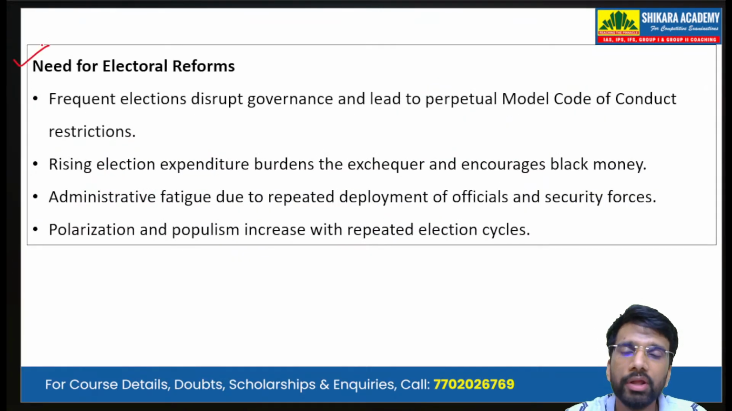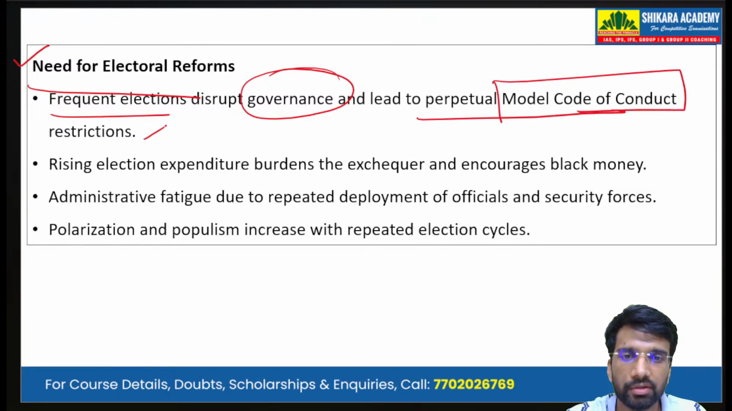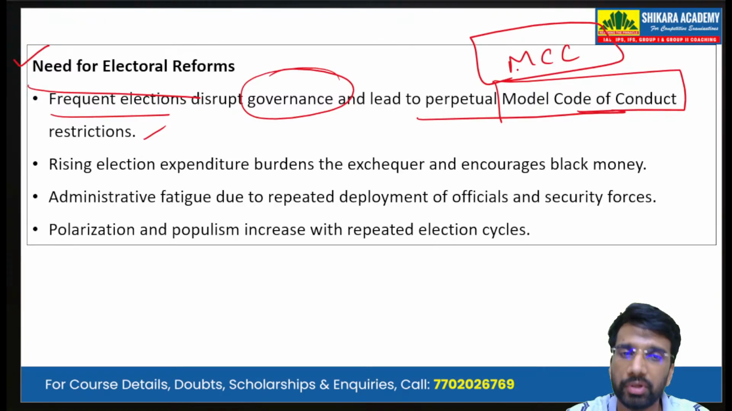Now, starting to write the body, there is need for electoral reforms. Frequent elections disrupt the governance and lead to the perpetual model code of conduct restriction. So whenever the elections are announced, this MCC, that is the model code of conduct, comes into the picture, and it leads to the governance disruption in many parts of the country.